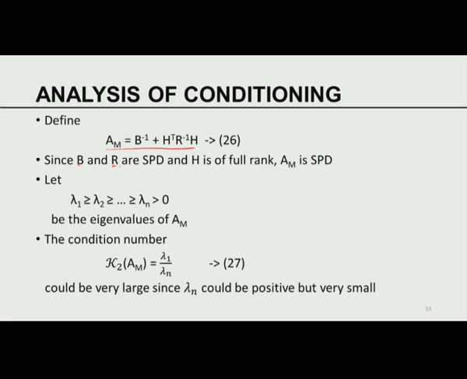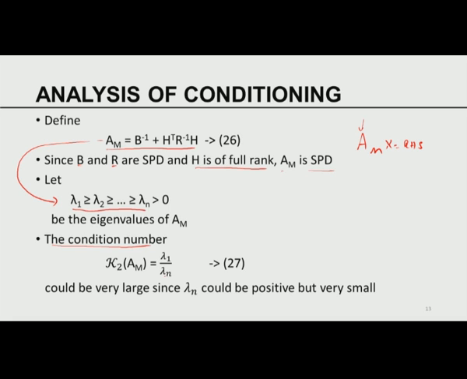B and R are SPD. I am assuming H is full rank, therefore AM is SPD. If AM is SPD, this combined matrix AM has n eigenvalues. The least of the eigenvalues is positive. The condition number for this matrix is given by lambda 1 by lambda n. Please understand, this is the matrix with which I have to solve AM x equal to the right hand side, where the right hand side is a vector. So the quality of the solution depends on the condition number of this matrix AM. The condition number, please recall, is lambda 1 by lambda n.